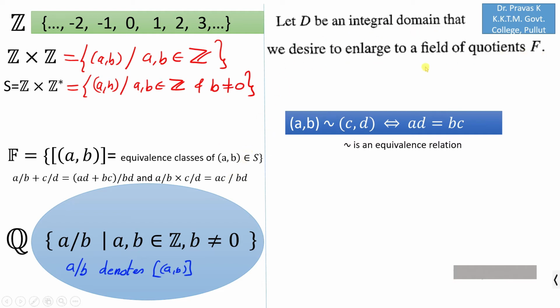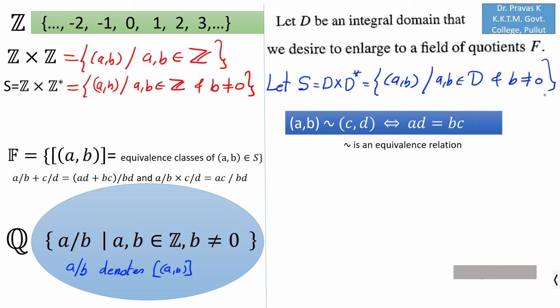So let capital D be an integral domain that we desire to enlarge to a field of quotients capital F. So we start with capital S to be the collection D cross D star, that is the collection of all (a, b) such that a and b are elements of D where b is not equal to 0. Now we introduce a new relation tilde between the ordered pairs in S as in the previous case, defined by (a, b) and (c, d) are related if and only if ad equals bc.